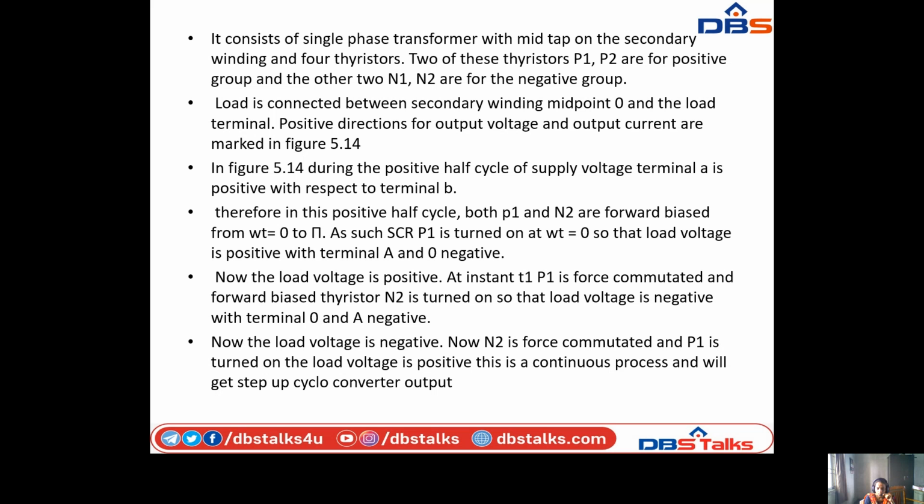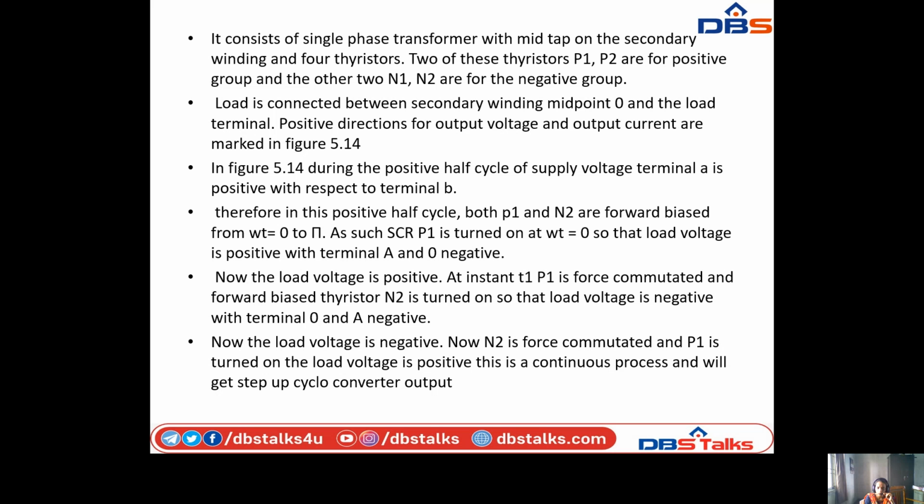The load is connected between the secondary winding midpoint O and the load terminal. The positive direction for the output voltage and output current is marked in the figure. In figure 5.4, during the positive half cycle of the supply voltage, terminal A is positive with respect to terminal B.